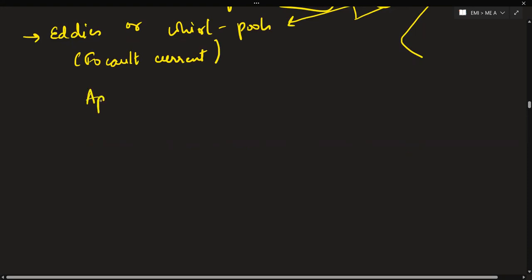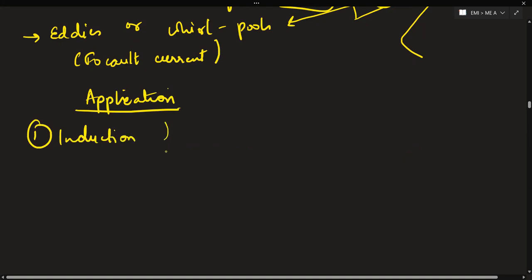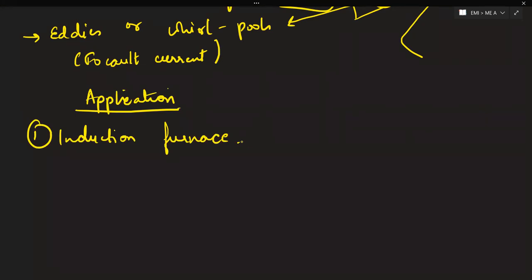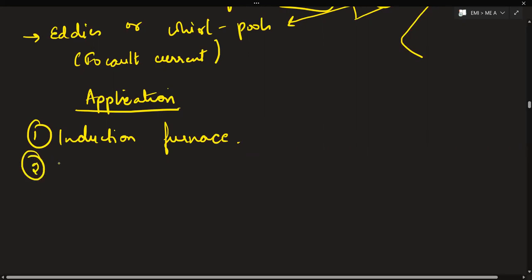Just remember one more thing in it: the applications. In an induction furnace, eddy current is used. I'm not making you write whole paragraphs on it because you just need to understand it. If a metal specimen is placed in a rapidly changing magnetic field, large eddy currents can be experienced because of the high frequency. Then there is electromagnetic damping.